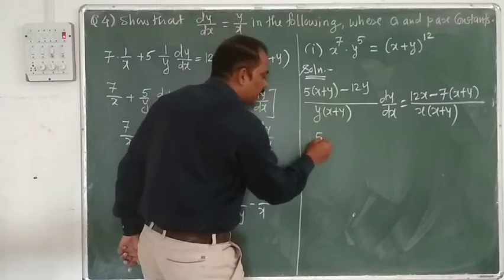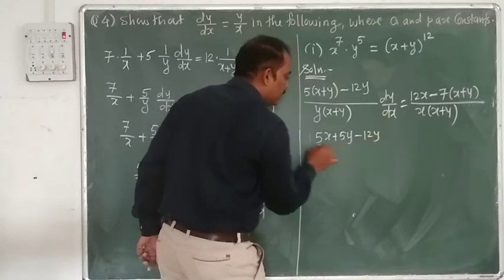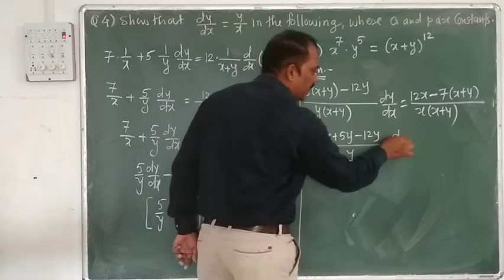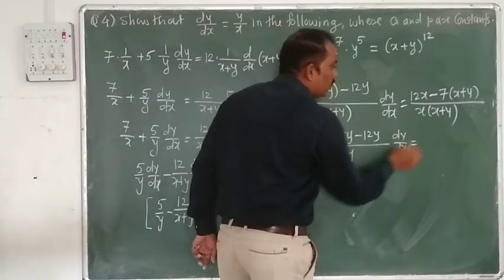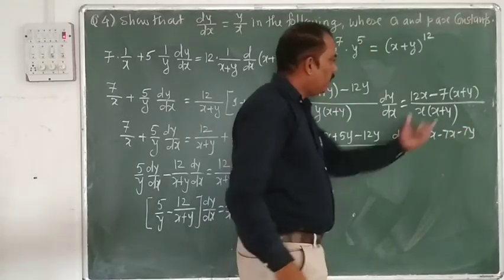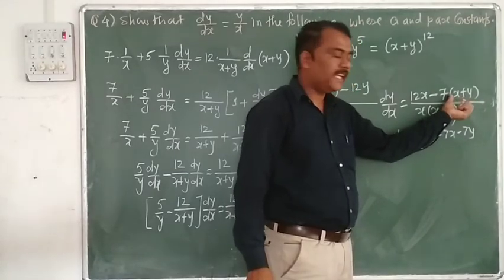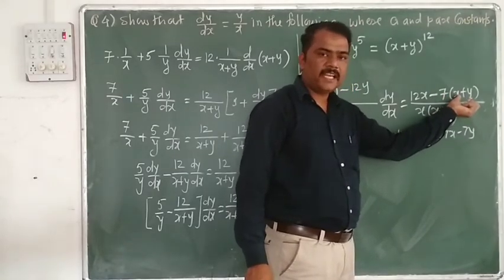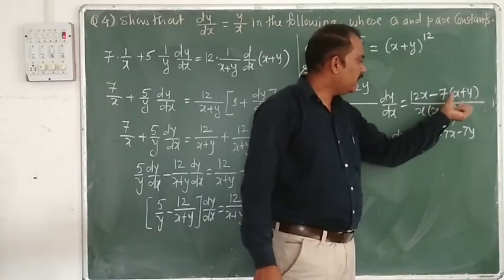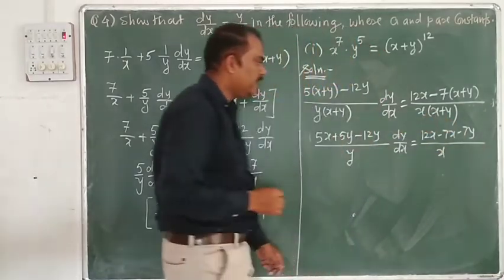Here we have to multiply inside the bracket by 5, that is 5x plus 5y minus 12y divided by y, because in x plus y this bracket gets cancelled, into dy by dx is equal to 12x minus 7x minus 7y. When we have to open this bracket, this 7 goes inside this bracket and multiplies it, so that minus 7 into x is minus 7x, minus 7 into y is minus 7y, divided by x, because x plus y gets cancelled.